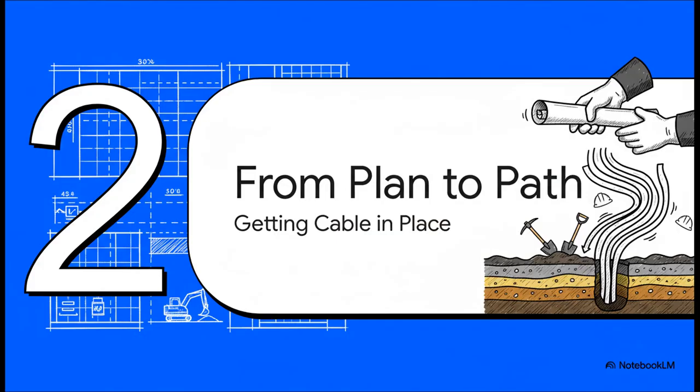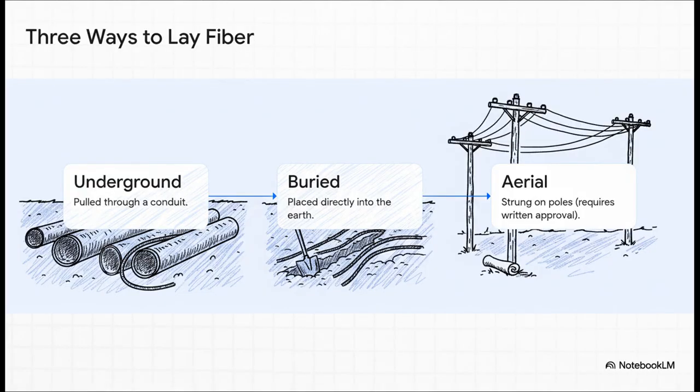Okay, so the blueprint is approved and locked in. Now the plans get handed over to the field crews. The new challenge is turning those perfect drawings into a physical reality, getting miles and miles of this delicate cable safely into the ground. And there are basically 3 ways to do it. The most common methods are pulling it through existing underground pipes, which are called conduits, or just burying it directly in the earth. That third method, stringing it up on poles like old-school telephone lines, well, that's the most restricted. You actually need special written permission from way up the chain to do that.